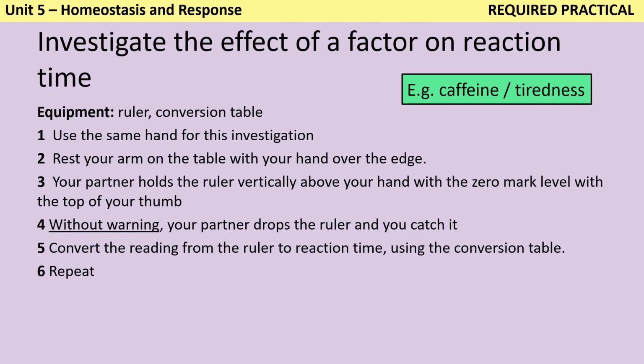The first required practical in Biology Paper 2 is about measuring reaction times to see how they're affected by a factor like caffeine or tiredness. A partner lines up a ruler with your thumb and forefinger so that the 0 is in line. Your partner then drops the ruler without warning, so you don't have an opportunity to anticipate them and give a false reading. You catch the ruler as quickly as possible, and we then measure how far the ruler has fallen. The distance travelled by the ruler before you catch it acts as a surrogate for your reaction time, which you can later convert using a conversion table.